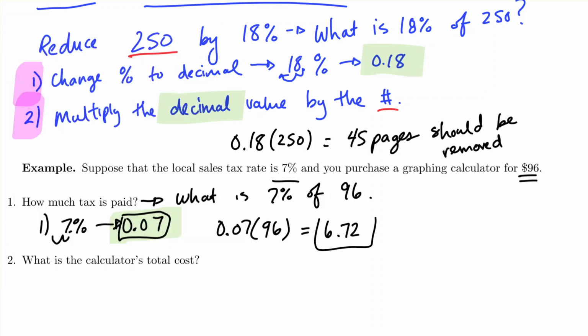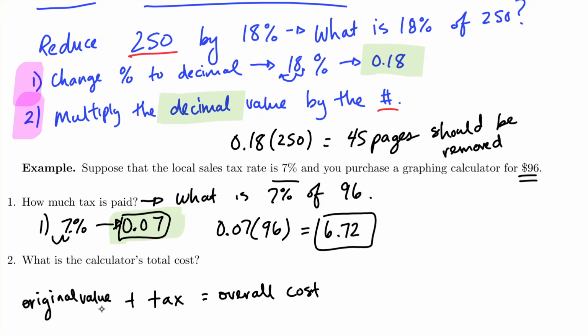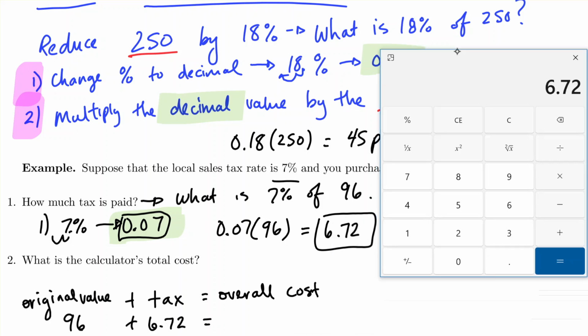So now our next question is, what's the calculator's total cost? So keep in mind, how does sales tax work? You pay the total plus the tax, which is the overall cost. So our original purchase, maybe instead of total, what I meant is the original total of 96, but that might be confusing because we're finding total cost. Let's call this the original value. So our checkout was $96 plus a tax of 6.72 will equal an overall cost of 102.72.